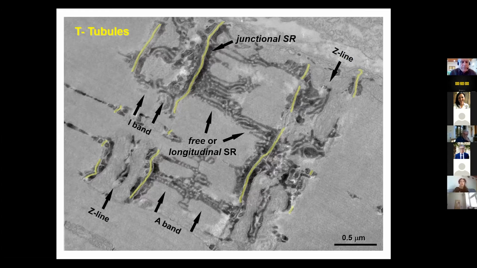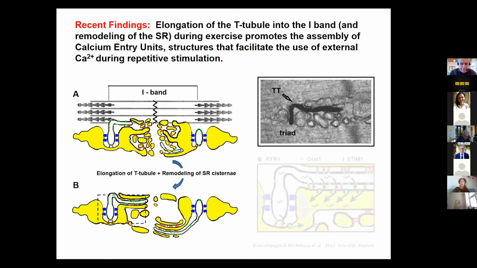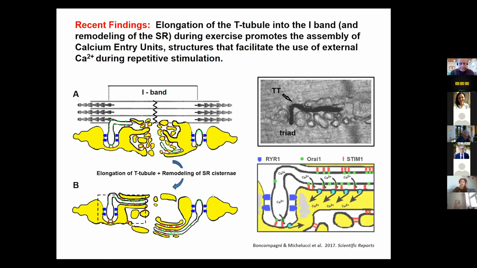Briefly, because Feliciano already told about this, the remodeling involves elongation of the T-tubule into the I band toward the Z line, and flattening of SR cisternae, with their final docking with the T-tubules to promote the assembly of new intracellular junctions, which contain Orai1 and STIM1, that we call calcium entry units. These structures facilitate the use of external calcium during repetitive stimulation.